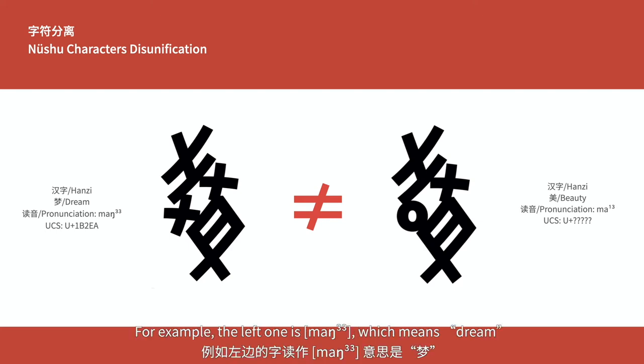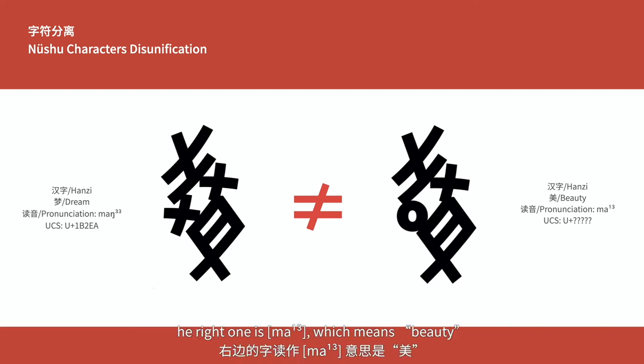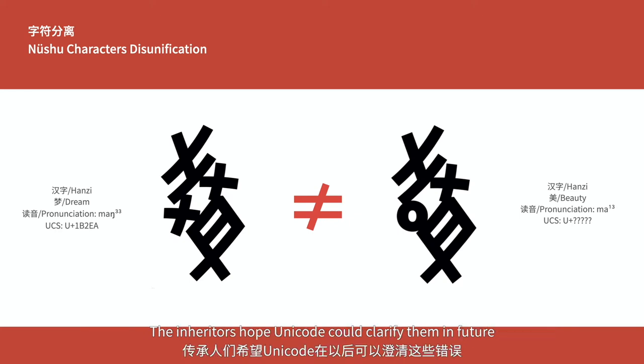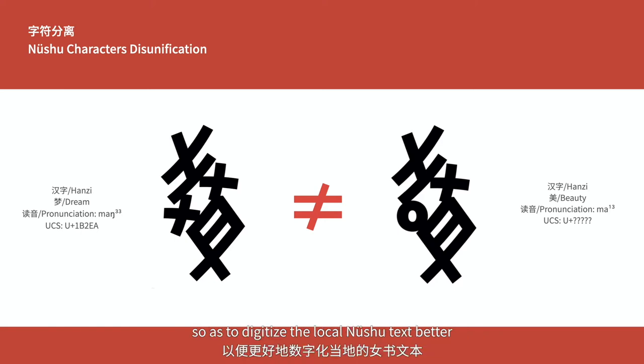For example, the left one is Mang, which means dream. The right one is Ma, which means beauty. They are clearly different, but they were treated as the same by the scholars. The inheritors hope Unicode could clarify them in future so as to digitize the local Nüshu text better.